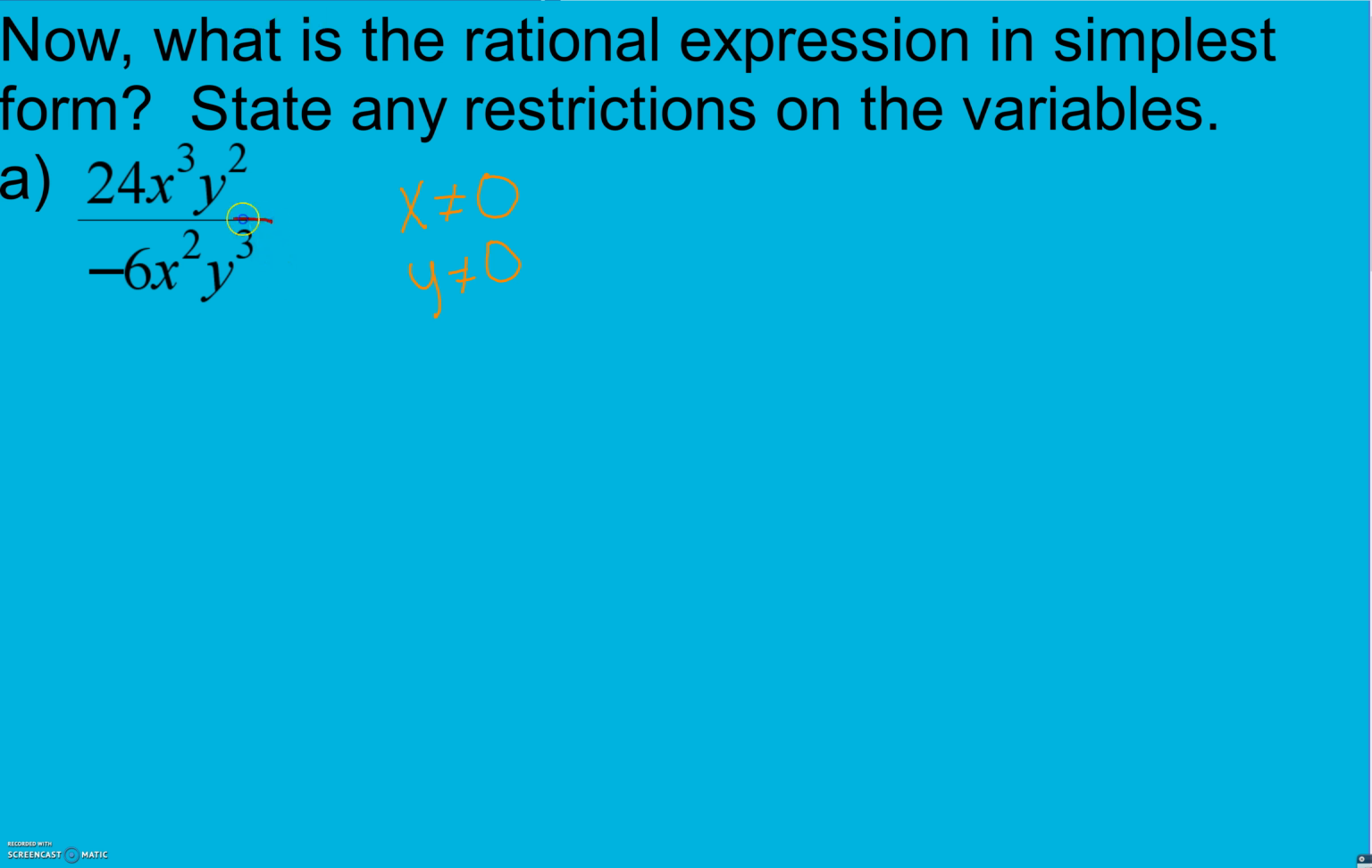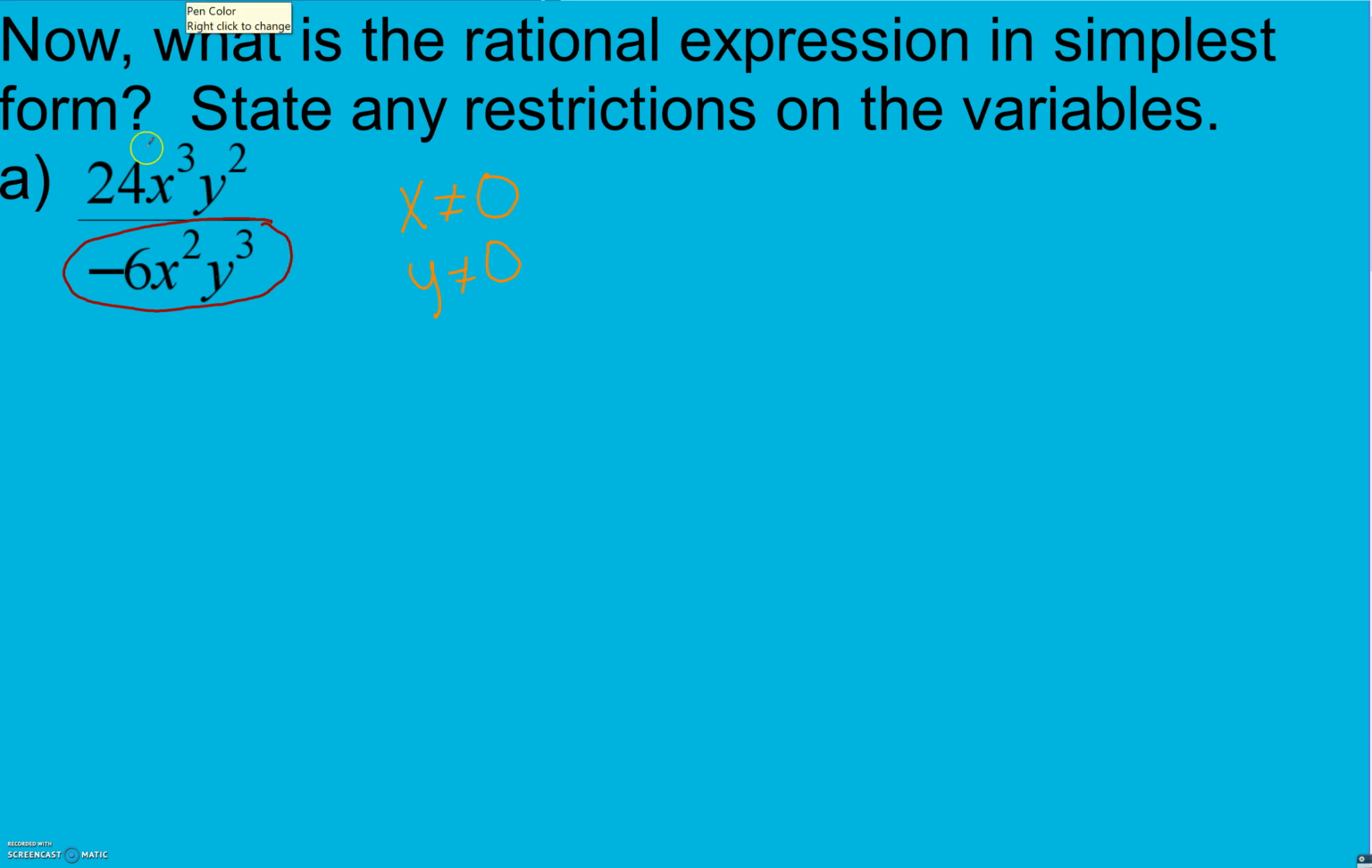Okay, in our denominator, that's where we look for our restrictions. In my variables, I don't have anything added to them or subtracted to them, so the only way that my denominator would be 0 is if I plugged in a 0 for x or a 0 for y. And those are my restrictions. I cannot have those.